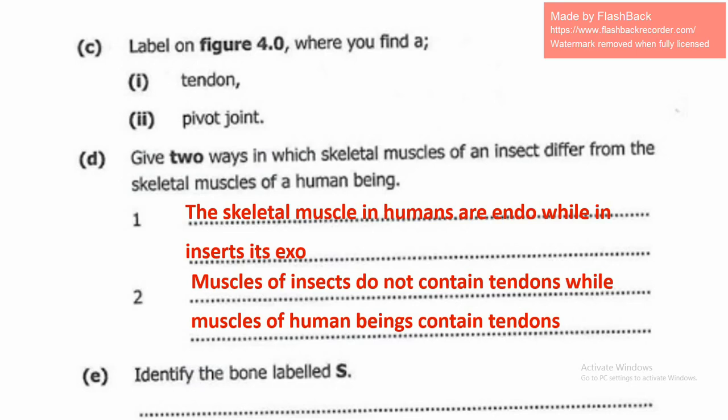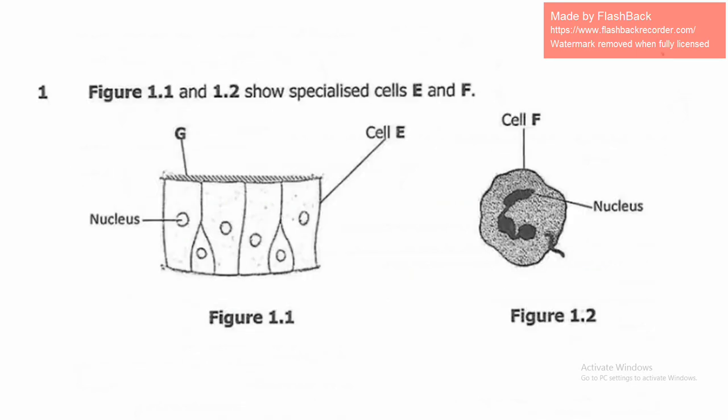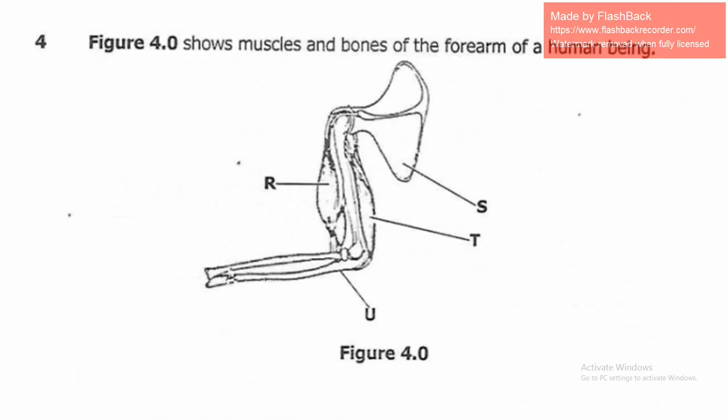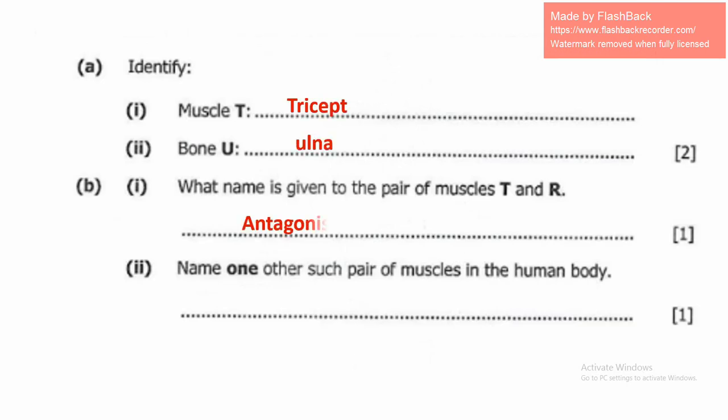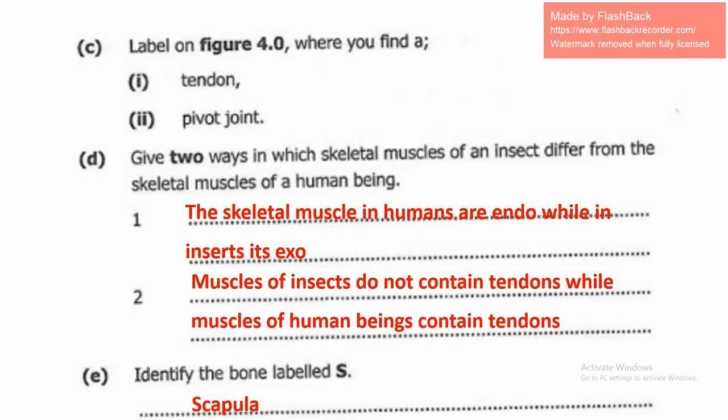Okay, then the last question, I've even already answered this question. That's saying, identify the bone labeled S. Identify the bone labeled S. Let's go back to the diagram. So bone S, I said this is the scapula, the one which branches into your chest. That is the scapula. And we have our 12 marks for question 4. So this is how we were supposed to answer these questions, question 1 and 4 of 2018.